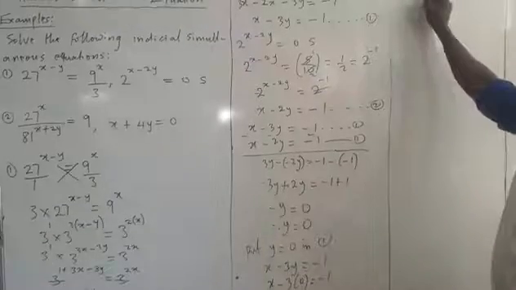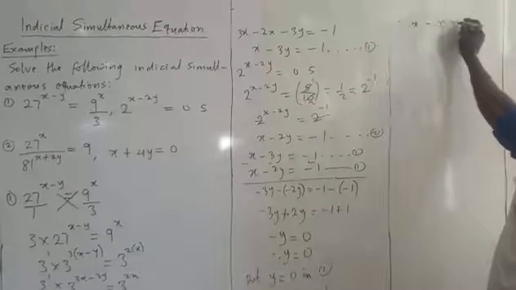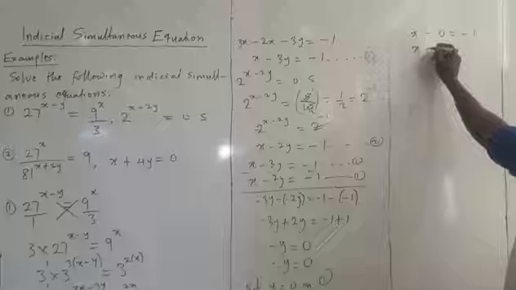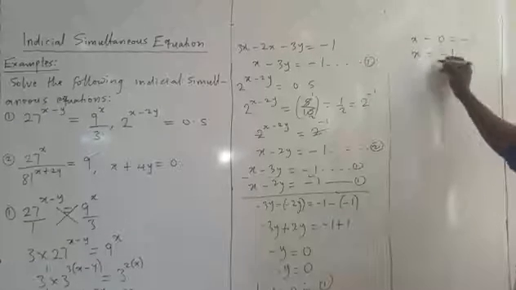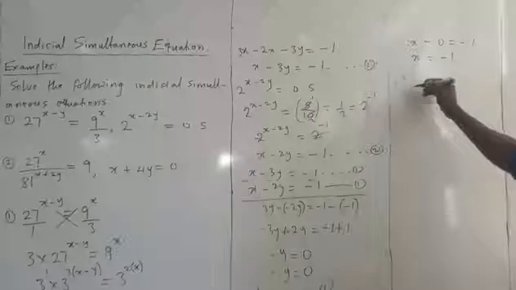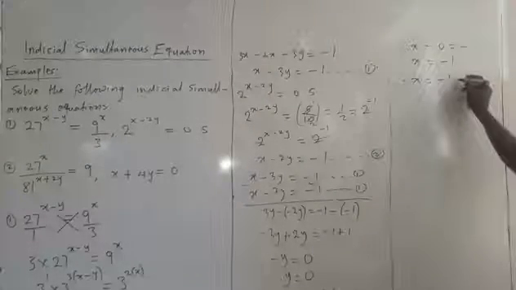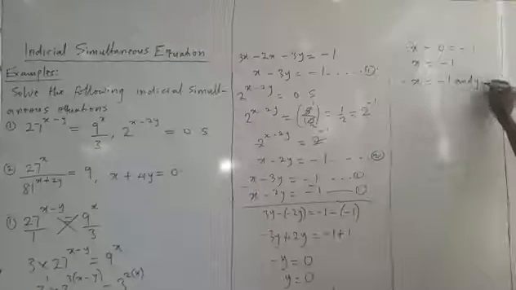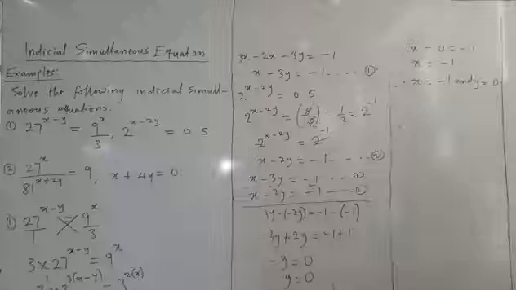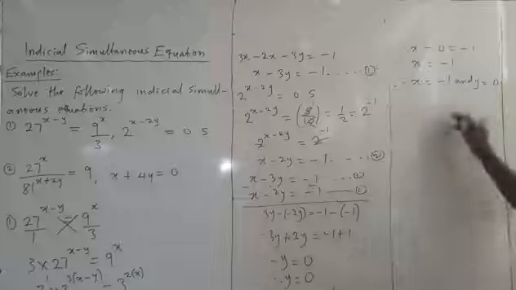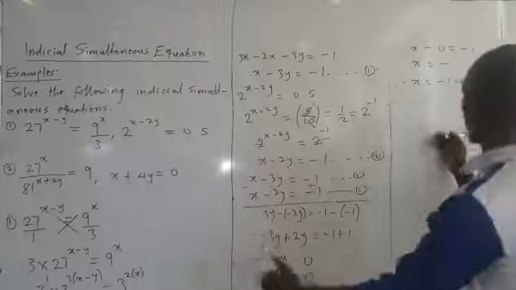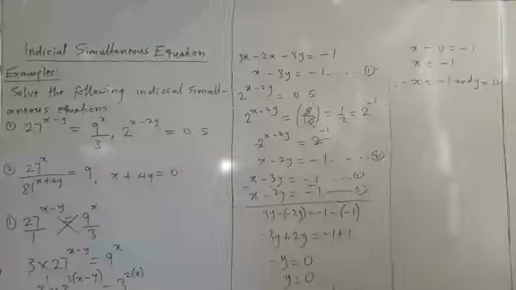Therefore, x minus 0 equals to minus 1. x equals to minus 1. So these are the values of x and y. So x is equals to minus 1 and y equals to 0. So you can even check from the equations given whether your answer is going to be true. So that is that for question number 1.